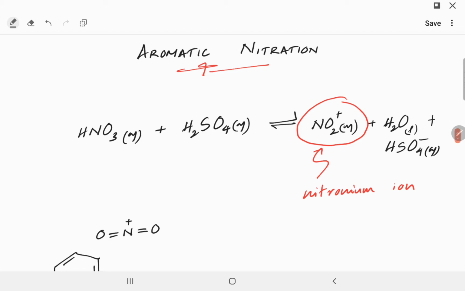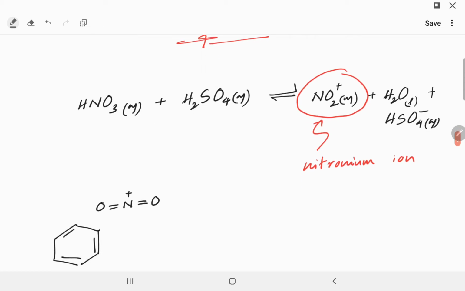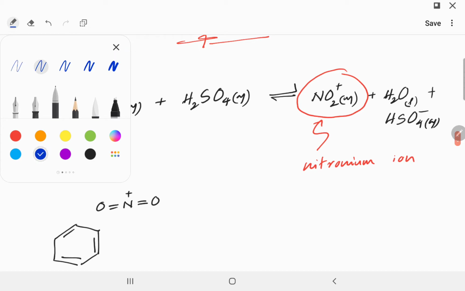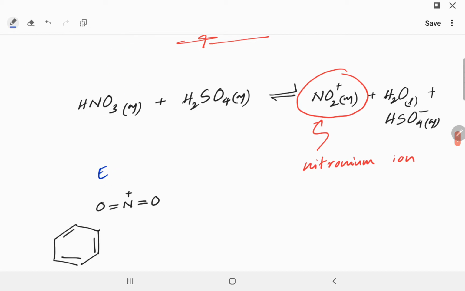Okay, for this reaction, we need an electrophile. So the electrophile is formed using sulfuric acid and nitric acid, and the dehydration of nitric acid will basically give you a nitronium ion. So this nitronium ion will act as our electrophile. This right here is going to be our electrophile.